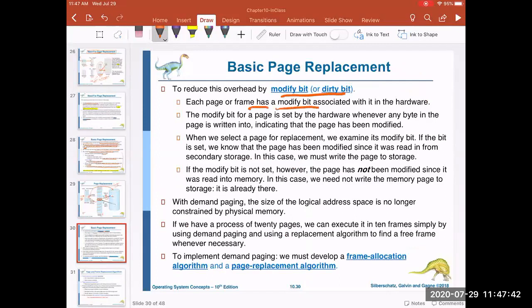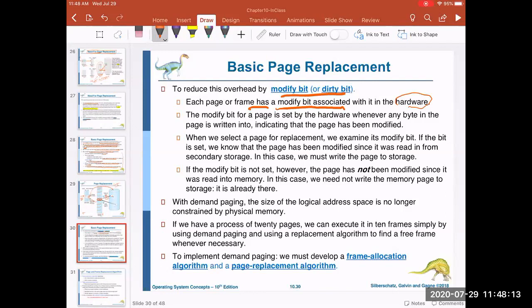There is a modify bit which is associated and taken care of by hardware. Some bits are flags that are hardware generated, and this is basically managed by hardware. So hardware would set the modify bit if the contents of the page have been modified. Now if the algorithm is running to try to find the victim frame, it can look into the modify bit.